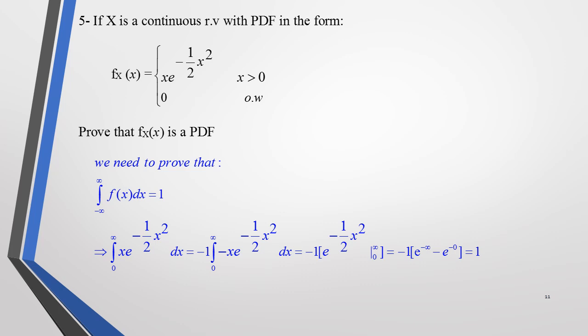And the second condition is that the integral over the whole domain of f of x dx must equal 1. So we need to prove that the integral from 0 to infinity of x e to the power negative half x squared dx is equal to 1. The integration of the function e to the power negative half x squared multiplied by its derivative, which is negative x, will be equal to negative 1 multiplied by e to the power negative half x squared, evaluated at 0 and infinity. And this is equal to 1. So f of x represents a PDF.